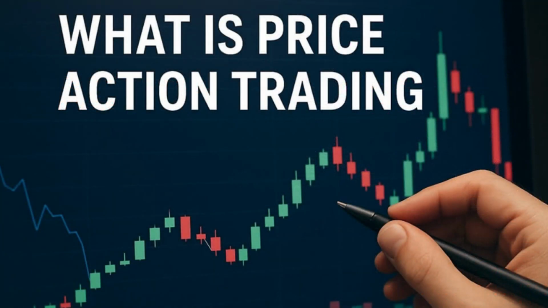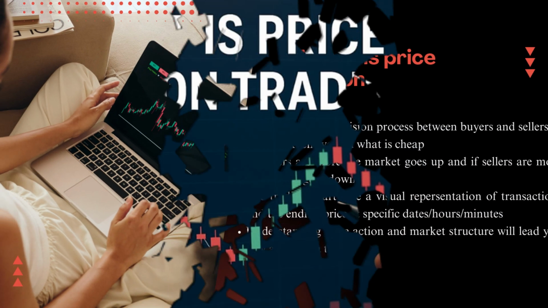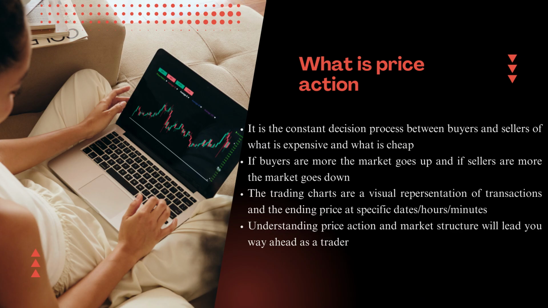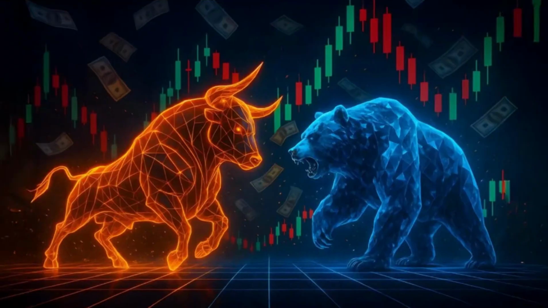You have probably heard a lot of people say they are price action traders. So what does price action actually mean? Imagine this like when people come together and they agree on a price on a huge scale. There is a constant decision process that has to be made of what is expensive and what is cheap. The market goes down, this means expensive, and the market goes up, price is cheap. There is that constant battle between buyers and sellers, between supply and demand.